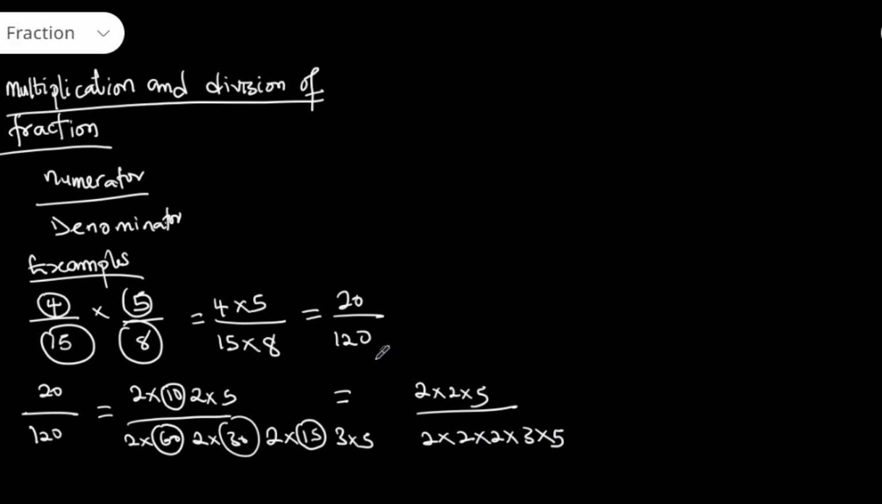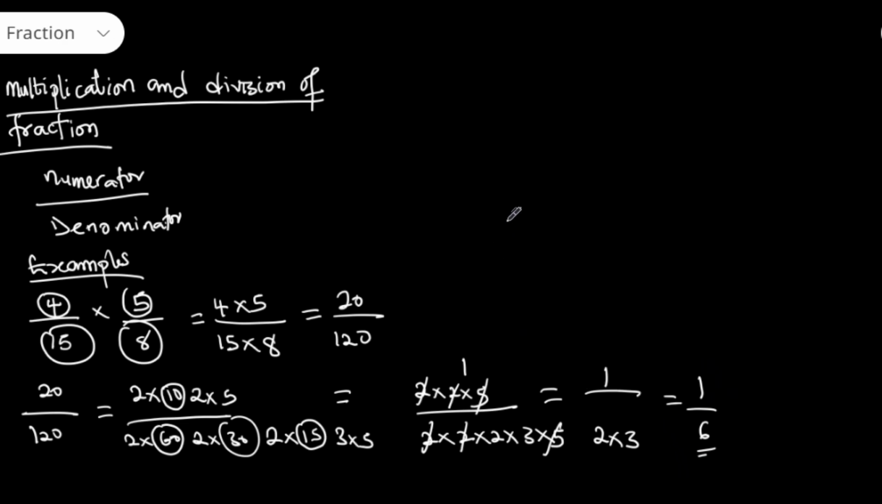Now, to simplify 20 and 120 will be to cancel out the common factors. 2 will cancel out 2, 2 will cancel out 2, the 5 will also cancel out 5. And at the numerator, everything has cancelled out, so we have 1. So this gives us 1 at the numerator. And then at the denominator, we have 2 times 3, and that gives us 1 over 6.